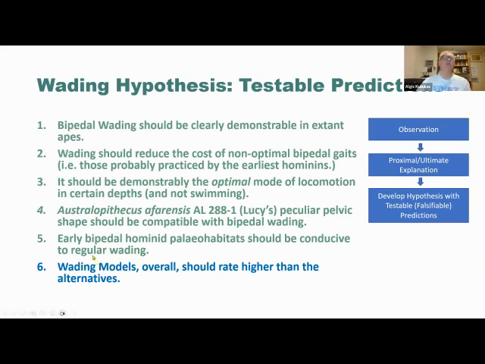The fifth prediction is that early bipedal hominid paleo habitats should be conducive to wading. So clearly they should be swampy, they should be riverine, or there should be a significant amount of water around for these fossils so as to compel them to move bipedally a lot of the time. And then this final one is more of a theoretical one, but it's basically that wading models should be pretty good. Overall, if you weigh them up, they should rank pretty well. And that was the sixth prediction. So I'm just going to go through these now in a little bit more detail and talk about the sort of things I did to test whether this hypothesis was falsified or not.